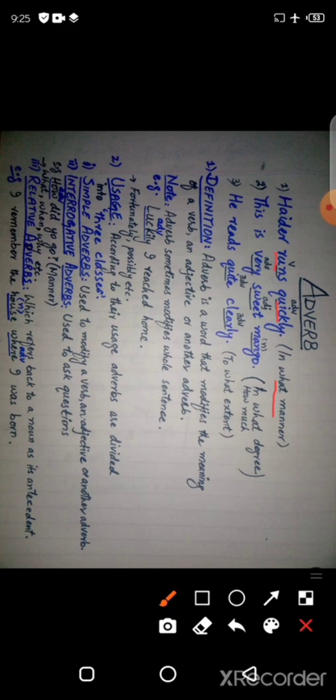Heather runs. In what manner? Quickly. So, in what manner is the question which we can ask here, and the word quickly actually answers this question. Got it? This is how a verb can be modified. This word quickly, which modifies the verb, is called an adverb, because it adds something to the meaning of the verb, or it qualifies the verb.